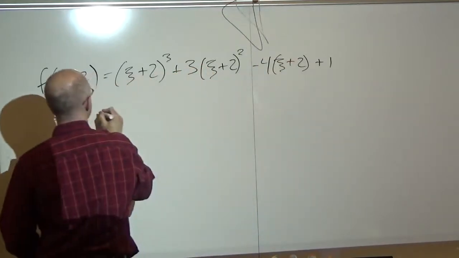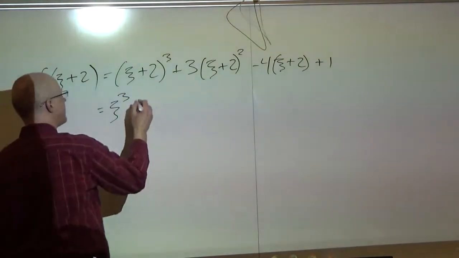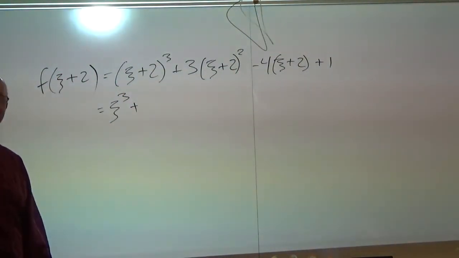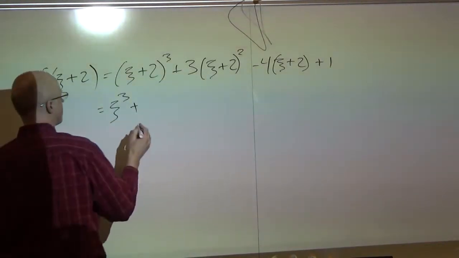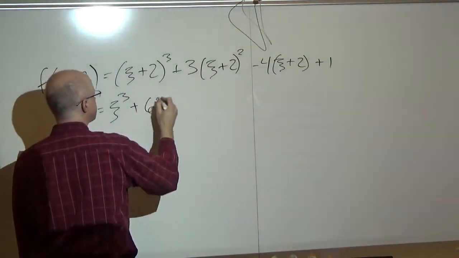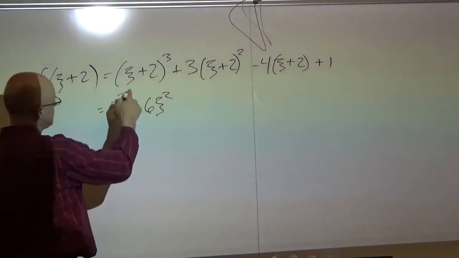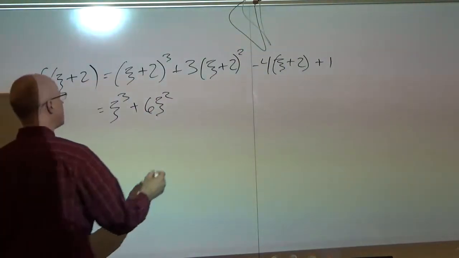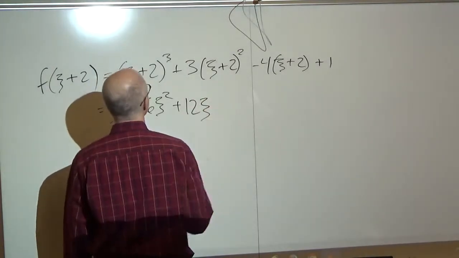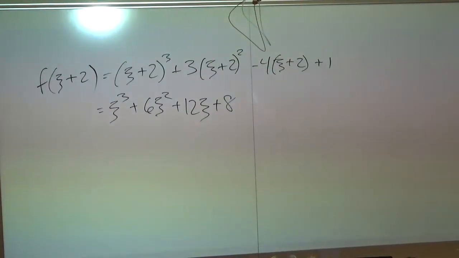Expand this. There we get xi cubed. Thinking about the binomial theorem, Pascal's triangle, 1, 3, 3, 1. The next coefficient is going to be 3. I'll get 3 xi squared times 2, so 6 xi squared. And then I'll get 3 xi times 2 squared. 2 squared is 4 times 3 is 12. Then I get 2 cubed is 8. Try to check in your own mind with me so I don't make a mistake.